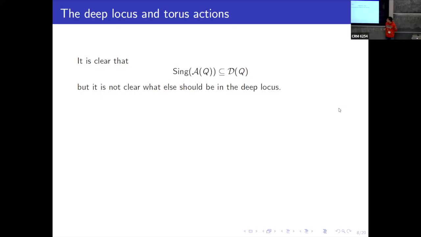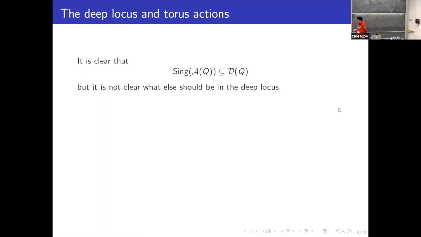So one question is, what can we say about the deep locus? For example, when is it non-empty? Well, we can say that it's codimension at least two. That's a general theorem. And another thing, which is more or less by definition, is that if the cluster variety has singularities, then the singularities must lie in the deep locus. But at least to me, it's not pretty clear what else should be in the deep locus, and it's not clear when it is empty or when it is not. To remedy this, I'm going to state a conjecture.